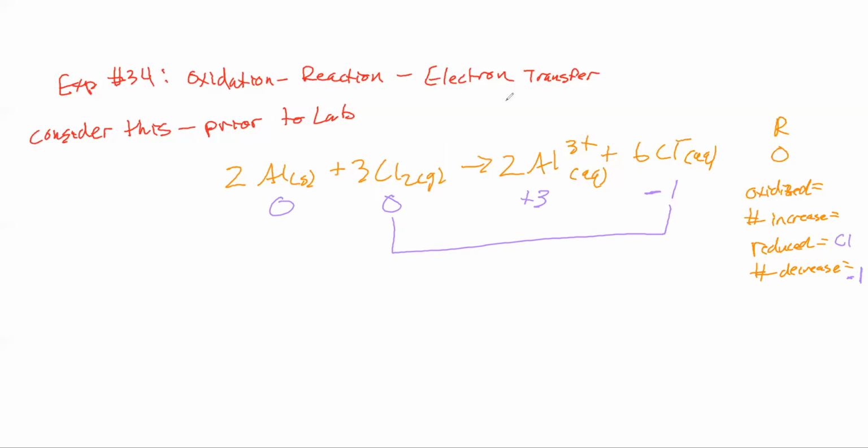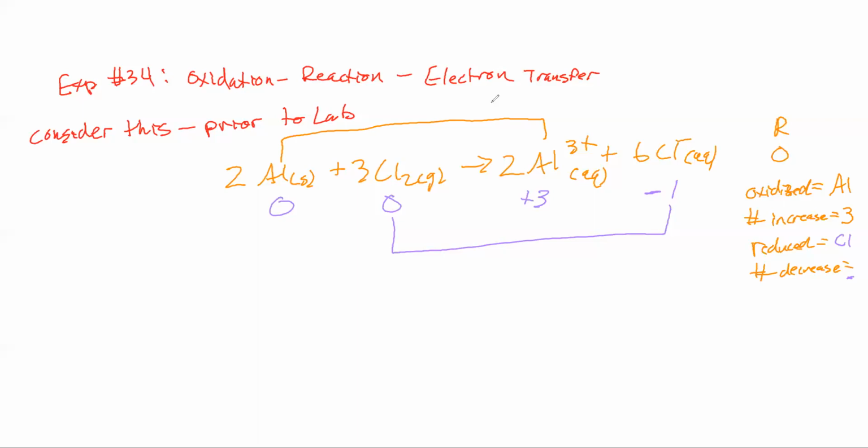On the other side, our aluminum has lost 3 electrons, so it's increased in its oxidation number by 3, and so it's oxidized, right? Remember that oxidizing is losing electrons. Losing electrons, oxidized, LEO the lion, right? And so we have our elements that have oxidized, we have the ones that are reduced, we know their amounts. Oh, I managed to erase our -1 and our +3.